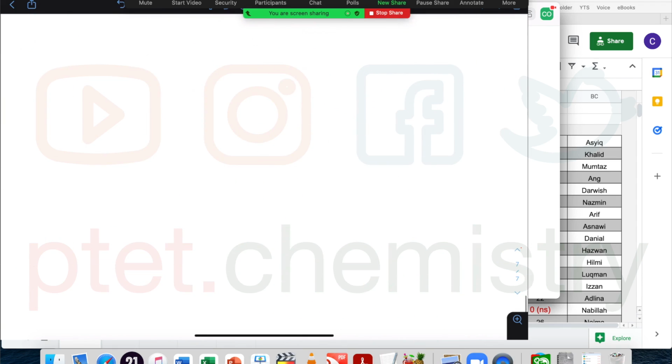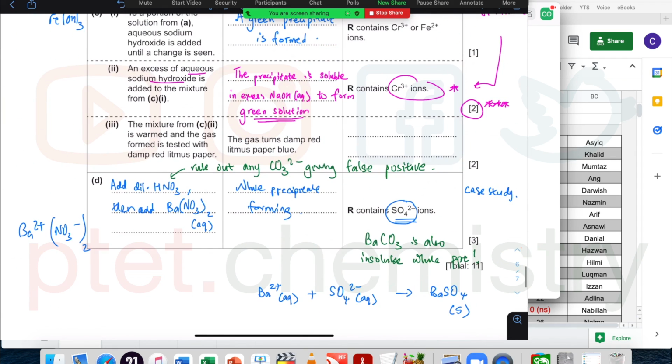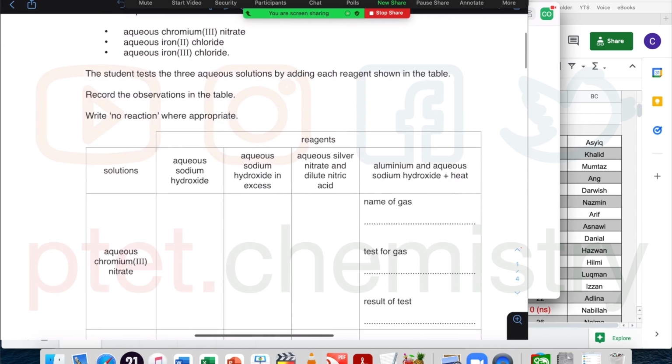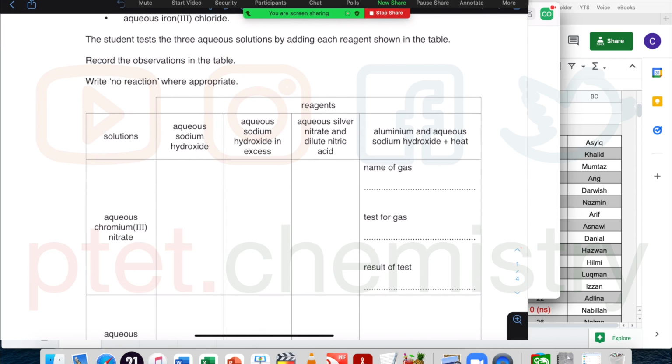There isn't much question on the flame test yet, but I think you will see flame test questions in the work for this week. So just be very careful.